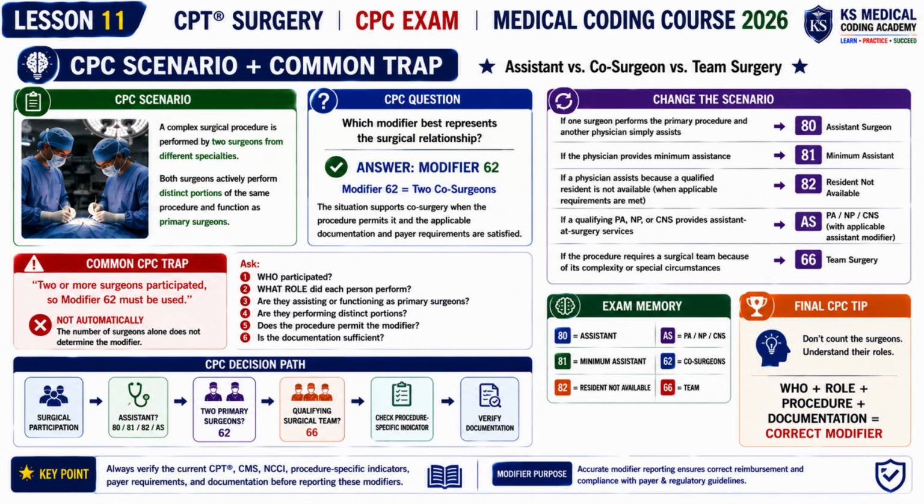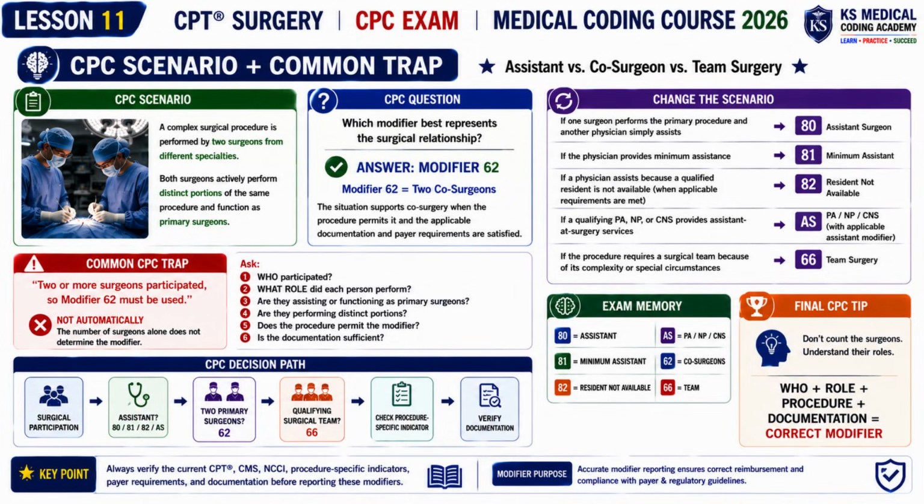Now here's the common CPC trap. 2 or more surgeons participated, so modifier 62 must be used. That's not automatically correct. The number of surgeons alone does not determine the modifier. Instead, ask 6 important questions. Who participated? What role did each person perform? Are they assisting or functioning as primary surgeons? Are they performing distinct portions of the procedure? Does the procedure permit the modifier? And finally, is the documentation sufficient?